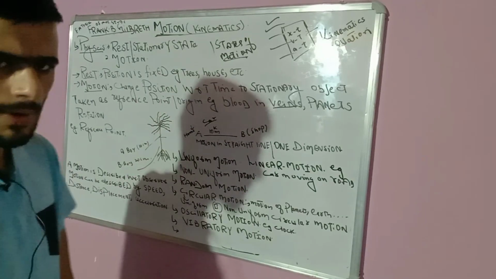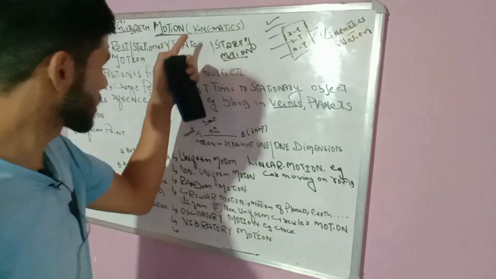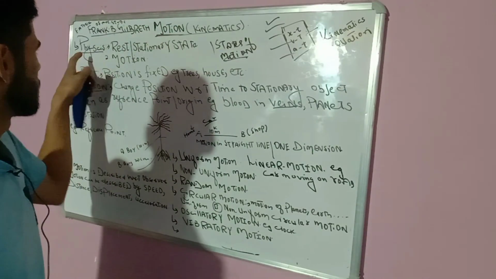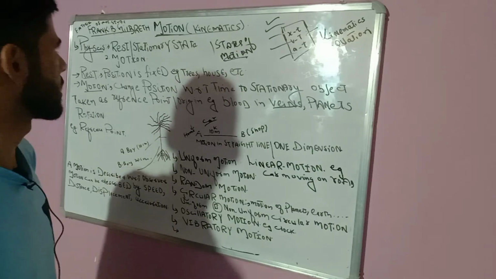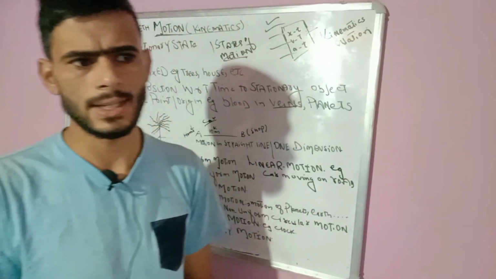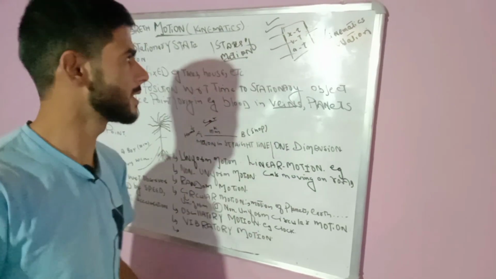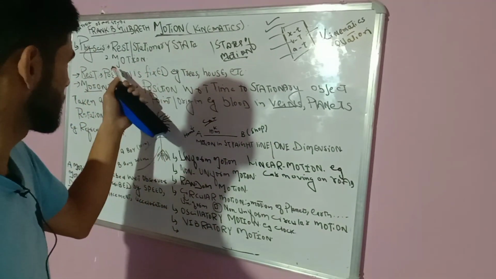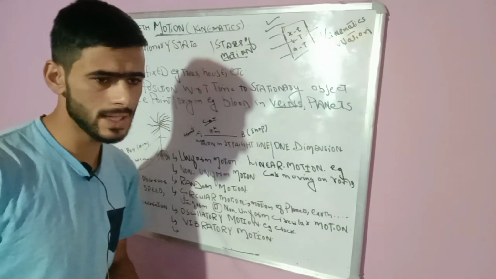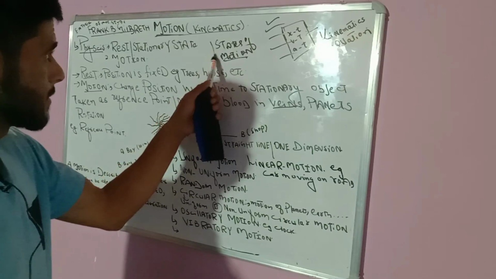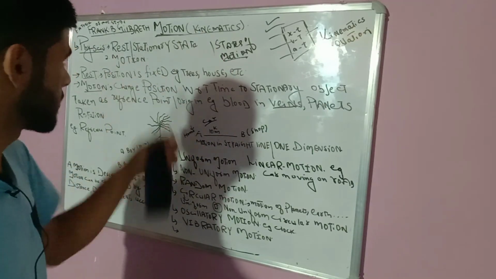Today we will discuss motion. बच्चों, मोशन का पहला जो टॉपिक आपका आता है, that is the states of motion. In physics, in states of motion there are two states. One is rest, and next is motion. Rest is also called the stationary state, and the second one is motion. This is the first topic in motion, the states of motion.